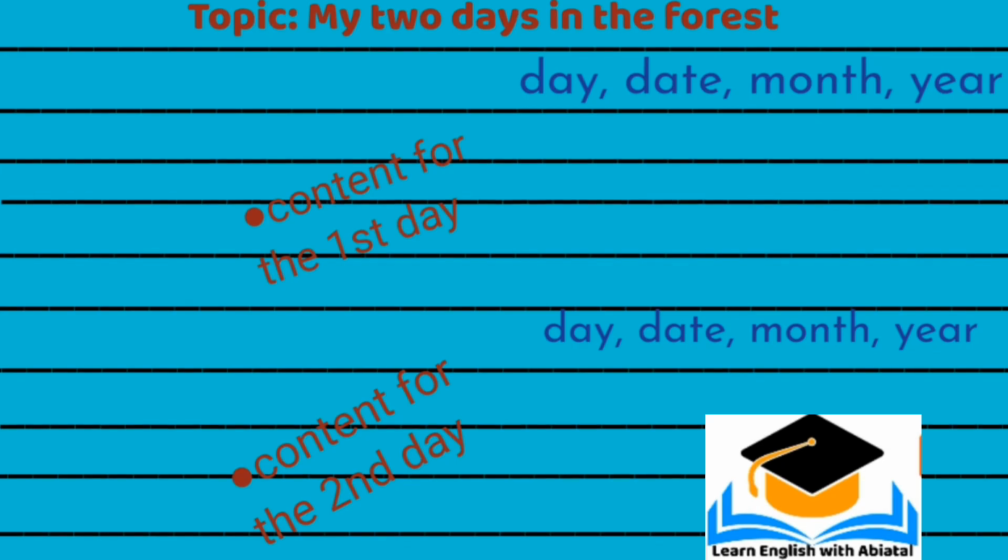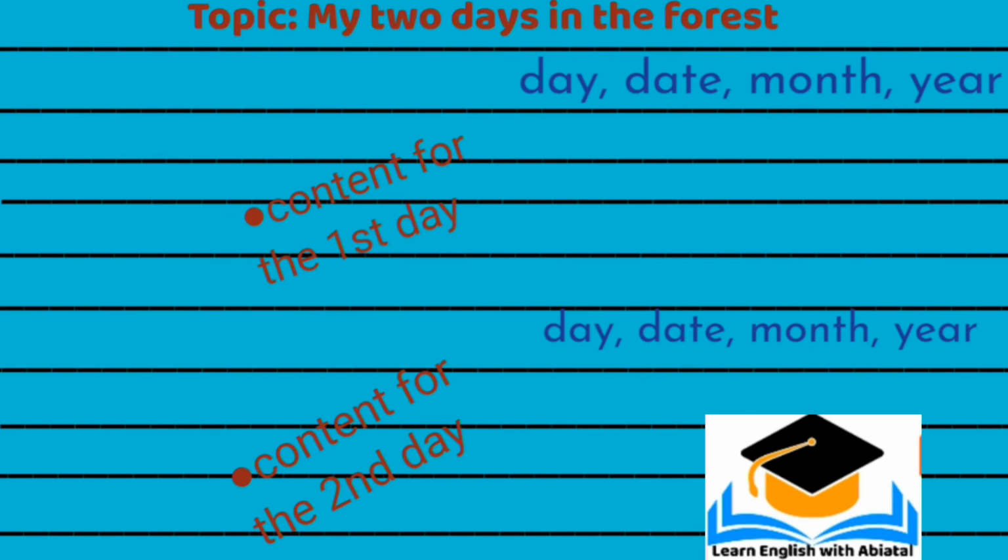For instance, here our topic is my 2 days in the forest. Maybe you were lost in the forest. Now you want to record how it happened and what was going on. So you can have your first day, date, month, and year in the right hand corner there, followed by the content of the first day. Then you have the day, date, month, and year for the next day, followed by the content of the second day.